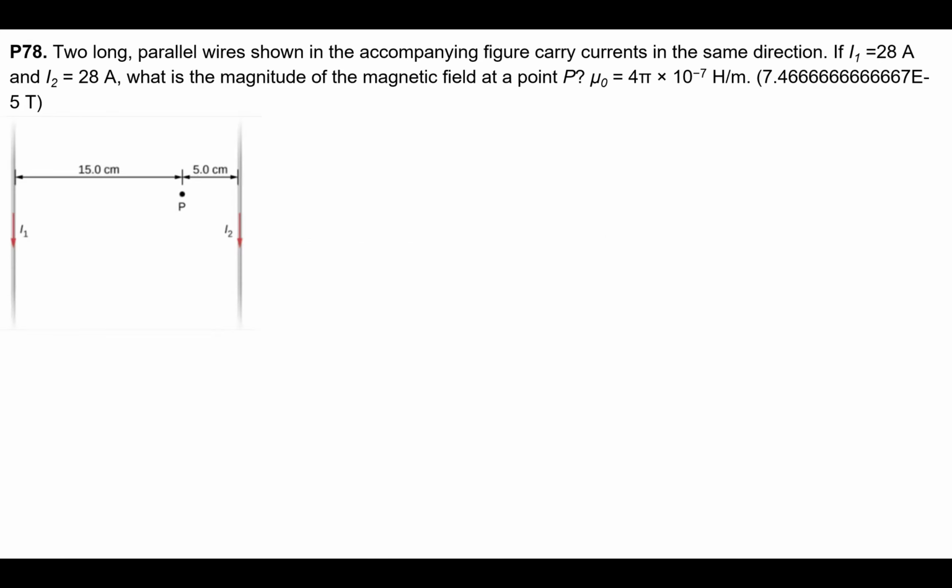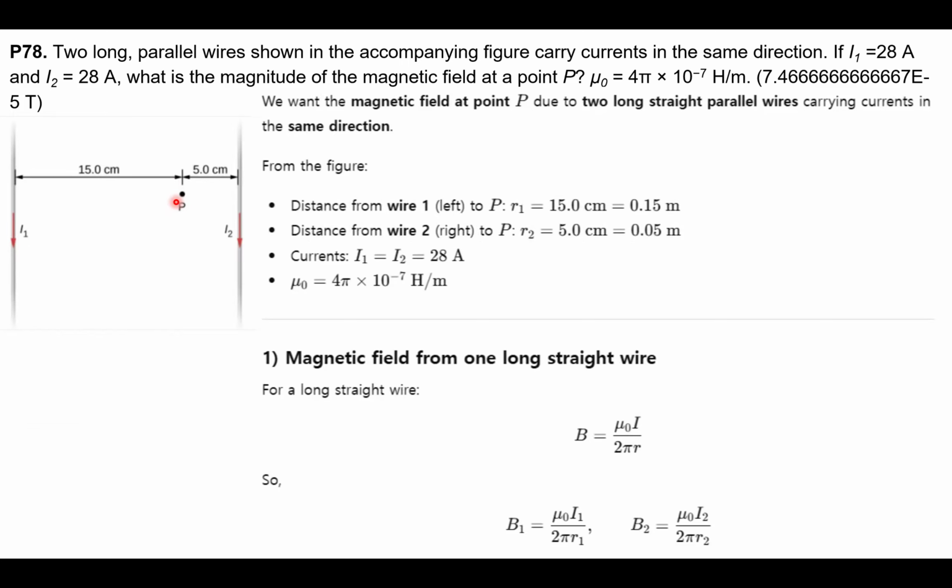Okay, so the first problem: two long parallel wires shown in the accompanying figure carry currents in the same direction. So I1 and I2 are given. What is the magnetic field at the point P here? So here is the case, point P. In this case, we want the magnetic field at the point P due to the two long wires.